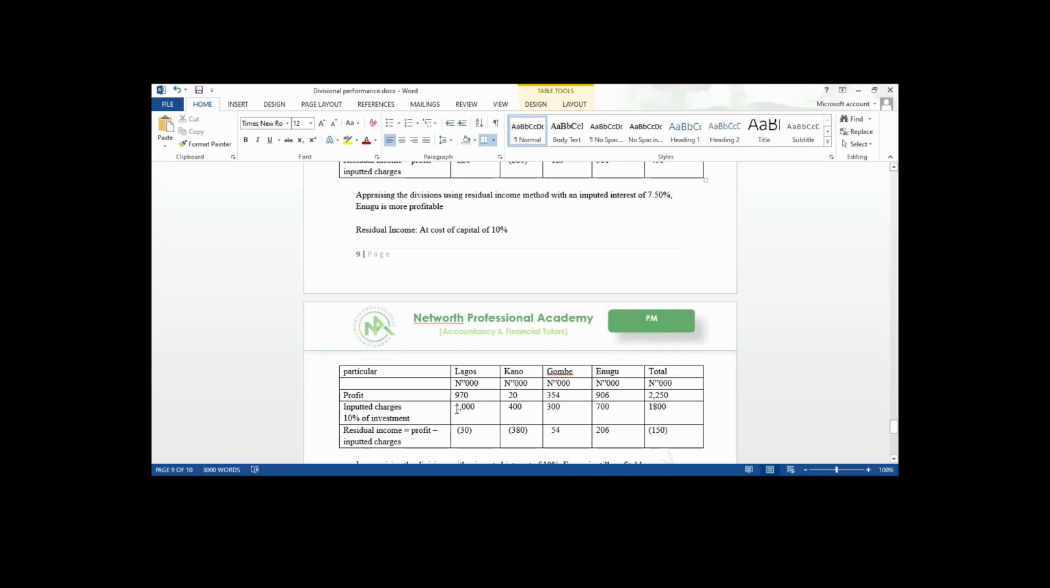10% of investment. You have your figure. This will be in brackets. Less.